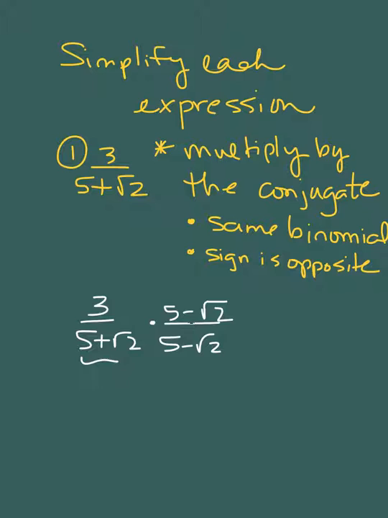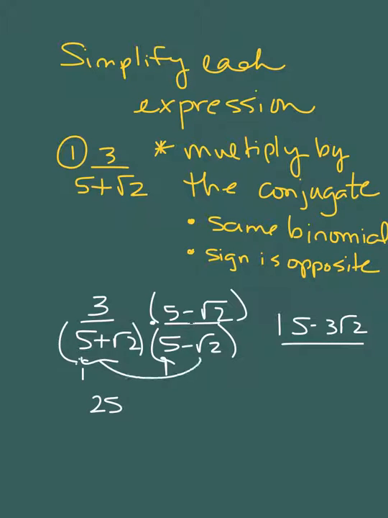So initially I'm going to distribute that 3. So that gives me 15 minus 3 root 2. Now at the bottom, I actually have a binomial times a binomial, so I'm going to use FOIL. I'm going to write it underneath here to start with. So I have 5 times 5, my first, which is 25. My outside gives me minus 5 root 2. My inside gives me positive 5 root 2. And my last gives me root 2 times root 2, so that gives me negative 2.